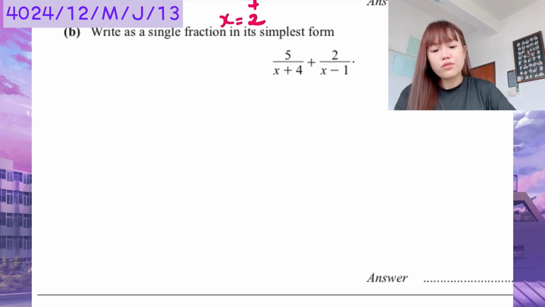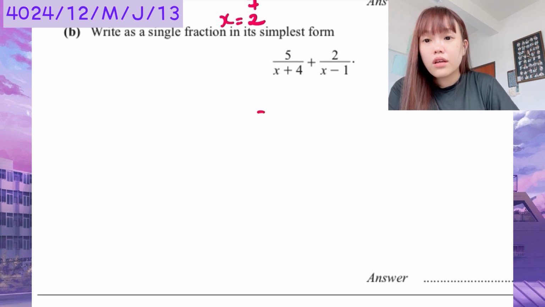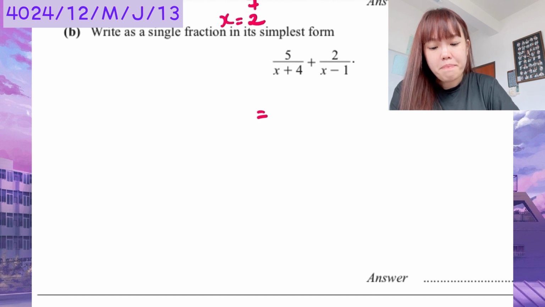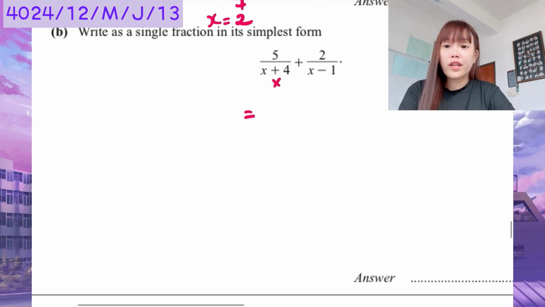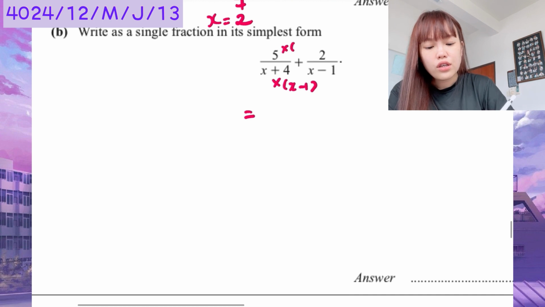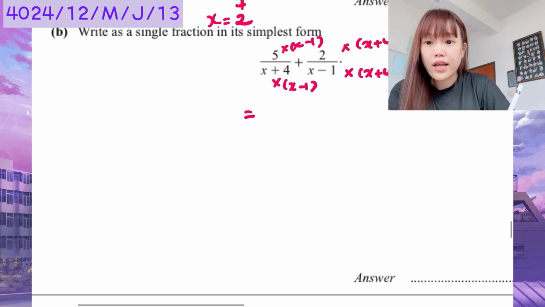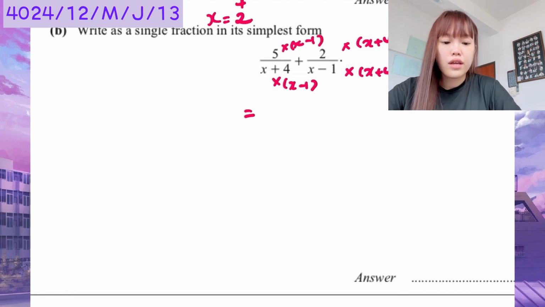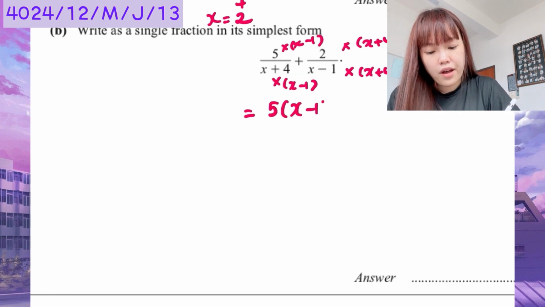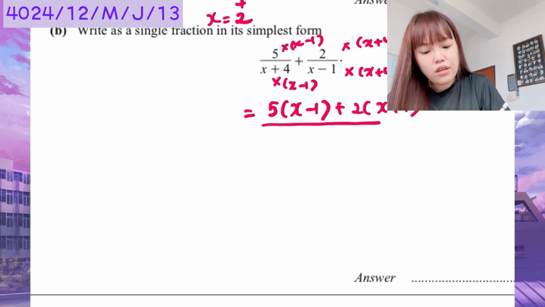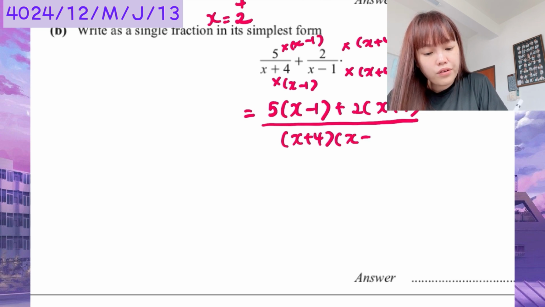Okay, now 20B. Let's look at part B. So this question we also make the denominator the same. It's a single fraction. You are not solving anything. You want to make it into a single fraction. So you times with x minus 1, you times x minus 1 on the top also. This one you times x plus 4, and this one you times x plus 4. Okay, so this one will become 5 bracket, this one plus 2 bracket like this, all over. The one at the bottom is already the same.